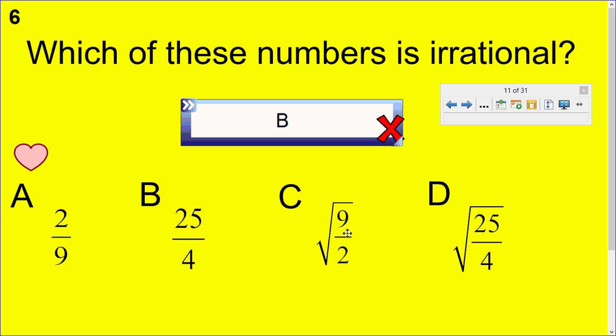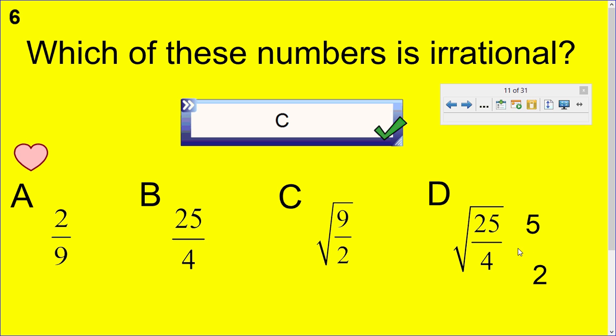Square root of 9/2. I could take the square root of 9, which is 3, but the square root of 2, I don't know what is the square root of 2. So I'm going to say my answer is C, because I cannot take the square root of 2. Whereas the last number over here, square root of 25, that would give me 5 on the top. And square root of 4 would give me 2.